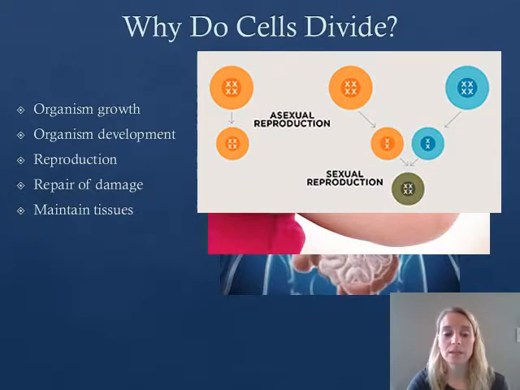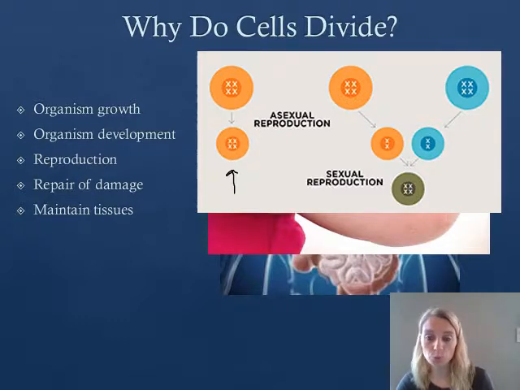So you can see in this orange cell here, its daughter cell is identical to the parent cell. So the parent cell started off with 4 chromosomes. The daughter cell has 4 chromosomes.